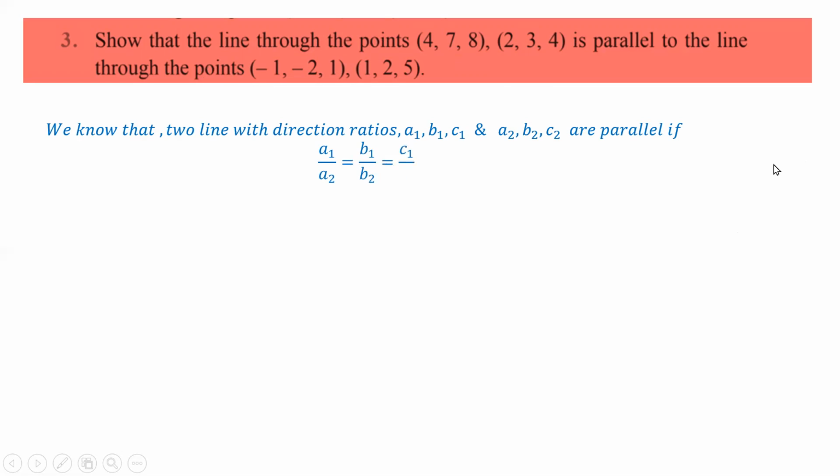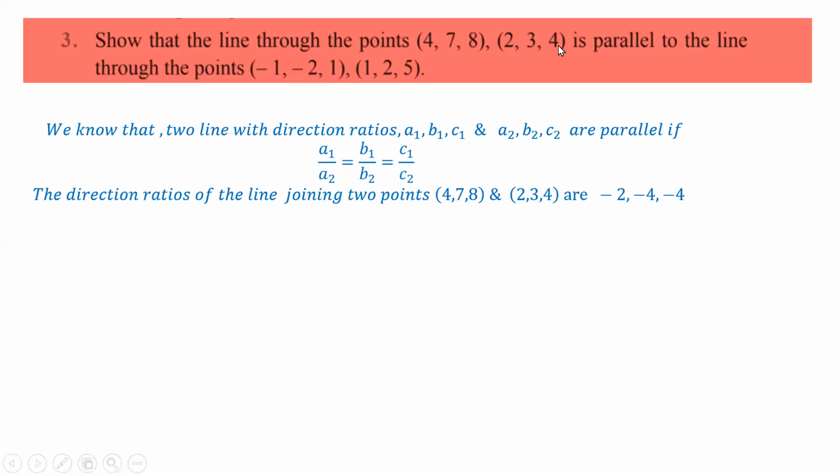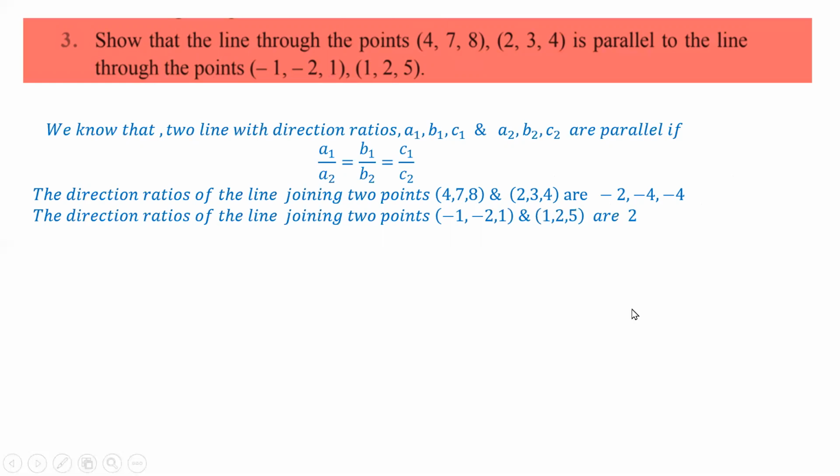The direction ratios of the first line, which passes through the points (4, 7, 8) and (2, 3, 4), are minus 2, minus 4, minus 4. That is, 2 minus 4 is minus 2, 3 minus 7 is minus 4, and 4 minus 8 is again minus 4. And the direction ratios of the line passing through the points (-1, -2, 1) and (1, 2, 5) are 2, 4, 4. That is, 1 minus of minus 1 is 2, 2 minus of minus 2 is 4, 5 minus 1 is 4.